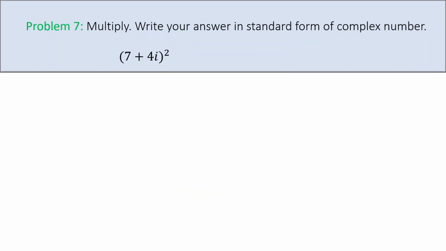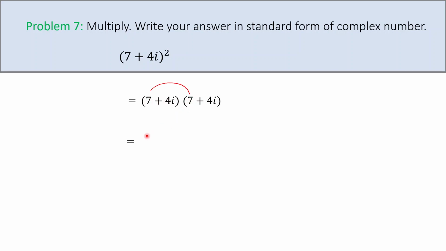Now we are going to do this problem. Multiply (7 + 4i) squared. So there is a square here. Square means you need to multiply this 2 times. So this is equal to (7 + 4i) times (7 + 4i). Multiply this 2 times. Now you multiply this and this.